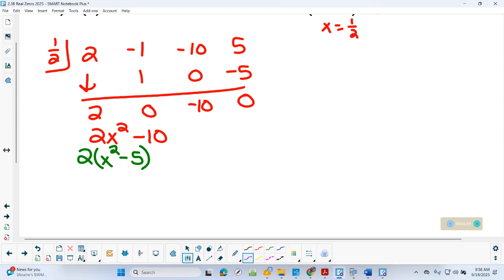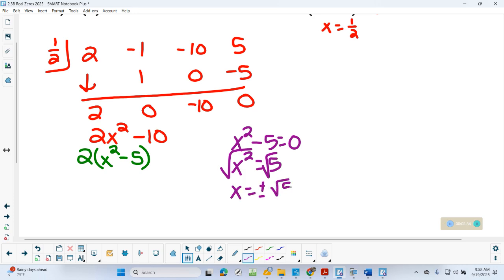So I'm going to cheat it, so to speak. I'm going to get the zeros first. I'm going to set it equal to 0 and solve it. Then I'm just going to write the answers as factors. So I'm going to add the 5, and I'm going to root it. So I get plus or minus square root of 5. So there's 2 of my answers. Don't forget 1/2 was one of the original answers. So there's all my zeros.